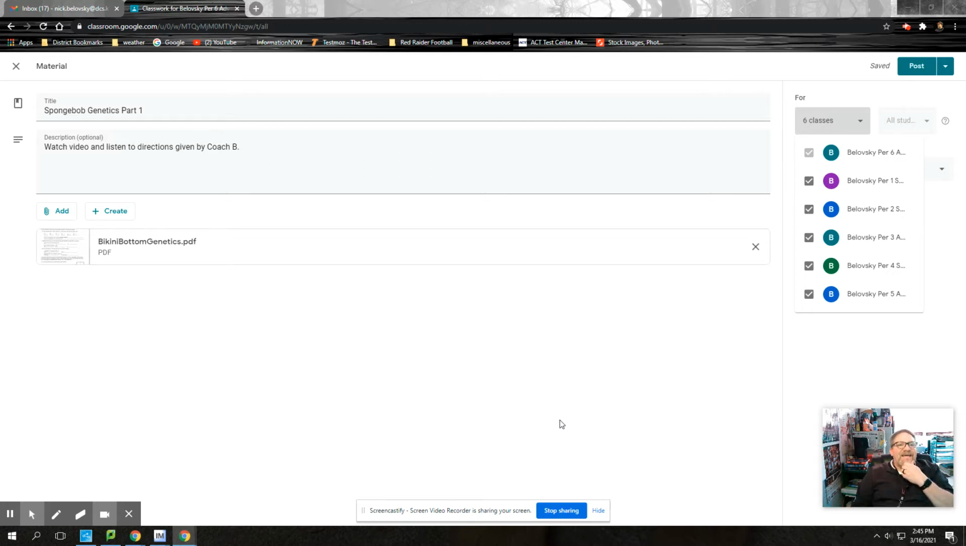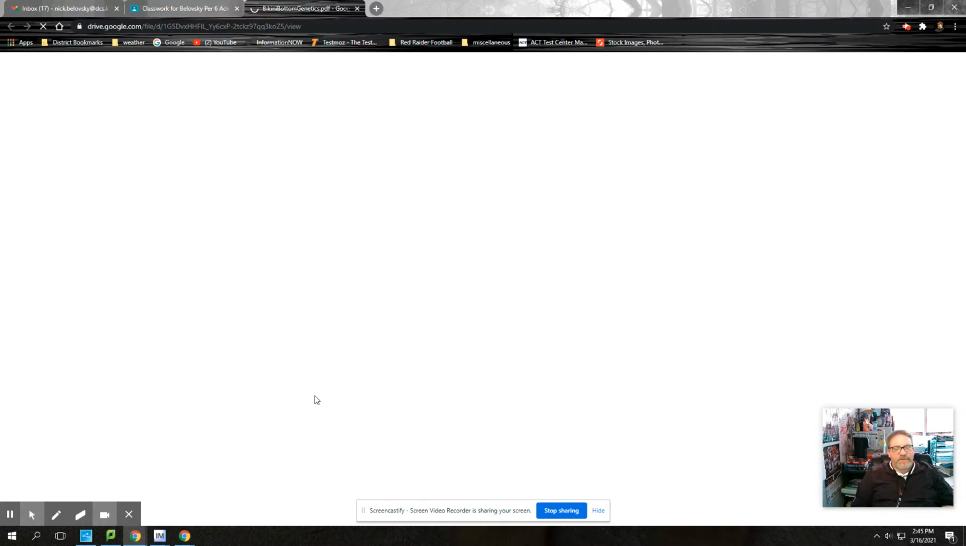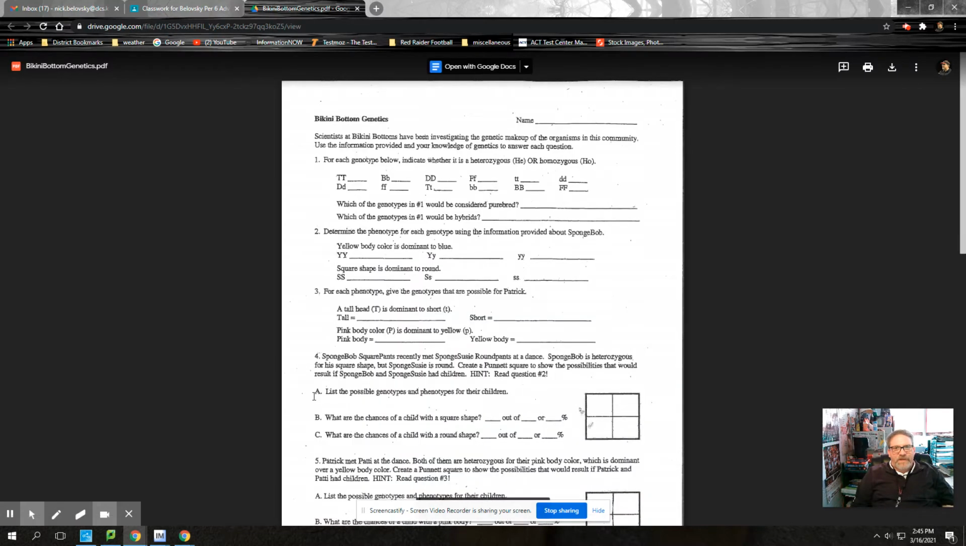Got a little sheet here that you're going to need to print off at home and try to work out to the best of your ability. It's a SpongeBob Genetics paper, and it's called Bikini Bottom Genetics, based off of Bikini Bottom, where SpongeBob lives. So it's pretty interesting. I like using it. I think it's a lot of fun for the kids to try to answer. So let's go through this real quick and let's try.